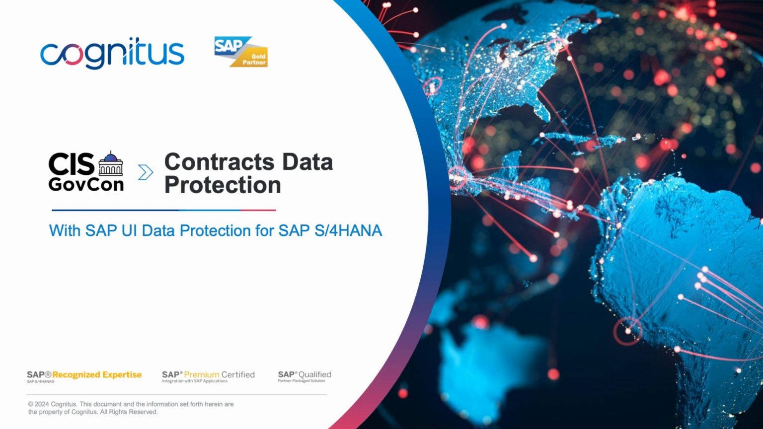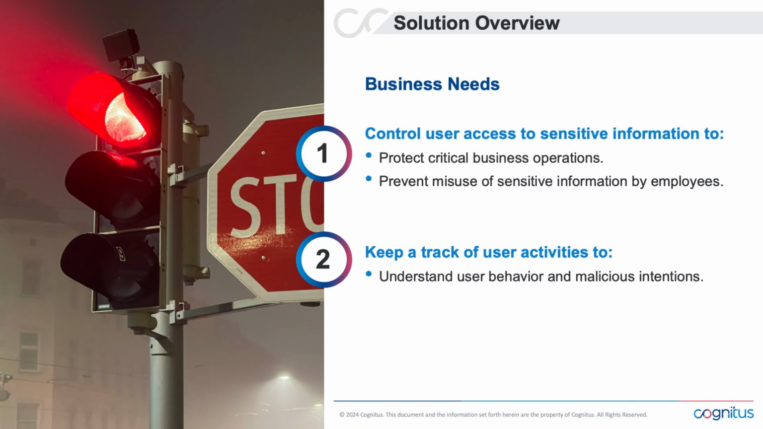So let's get started. Let's first talk about the problems that we intend to address with this solution. We want to control user access to sensitive information in order to protect critical business operations and to prevent misuse of sensitive information by employees. We also want to keep a track of user activities in order to understand user behavior and malicious intentions. So, how do we do that?